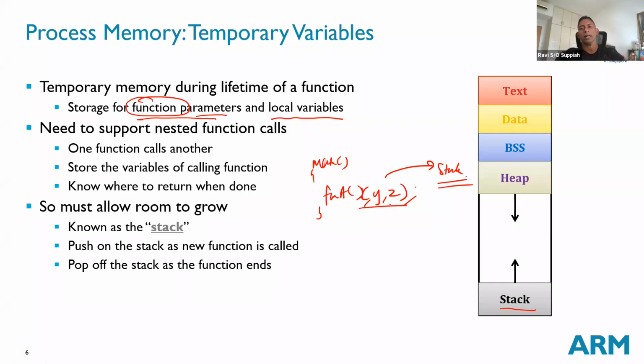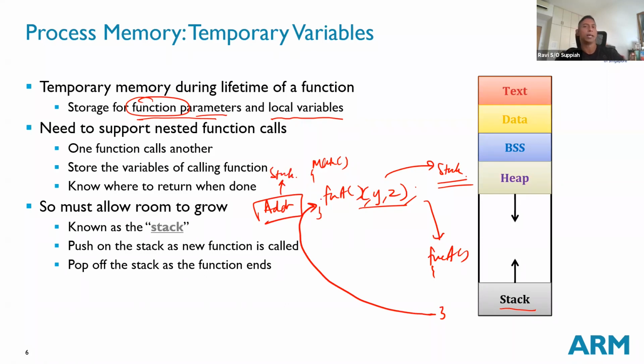At the same time, that means I need to jump to function A. When I finish function A, I need to be able to come back to where I left off. So this address must also go onto the stack. These are some of the concepts you probably have studied when you were doing assembly language coding in other modules. So that is where the stack is used.